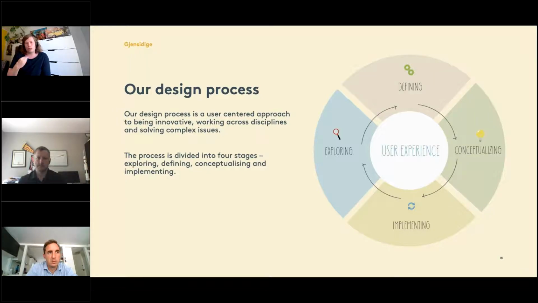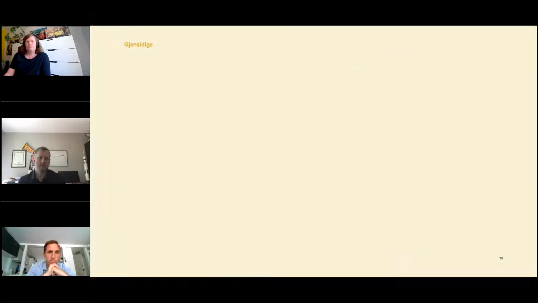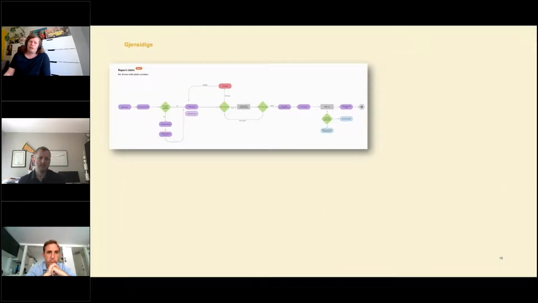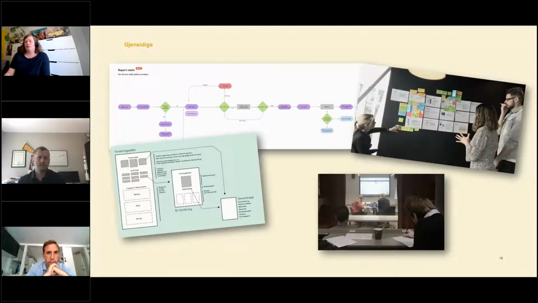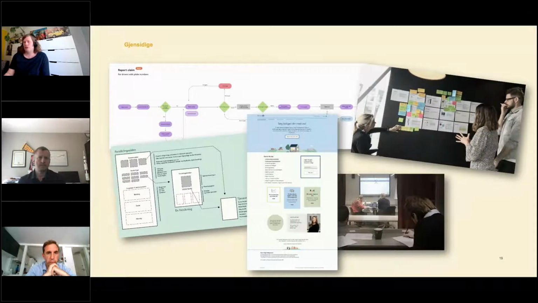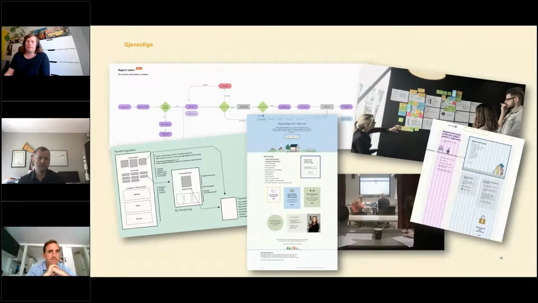We start exploring, then we do the defining, the conceptualizing, and then the implementing. And then we do it all over again. This is on the big picture level and on the small detailed level. So yeah, it's a lot of different design work. It's workflows, workshops, services, user testing, and whatever.